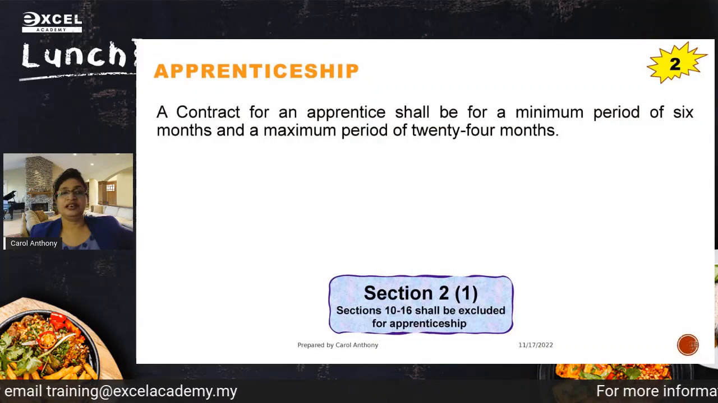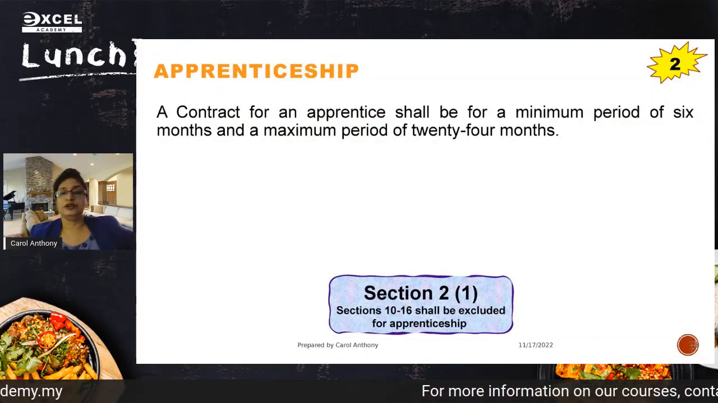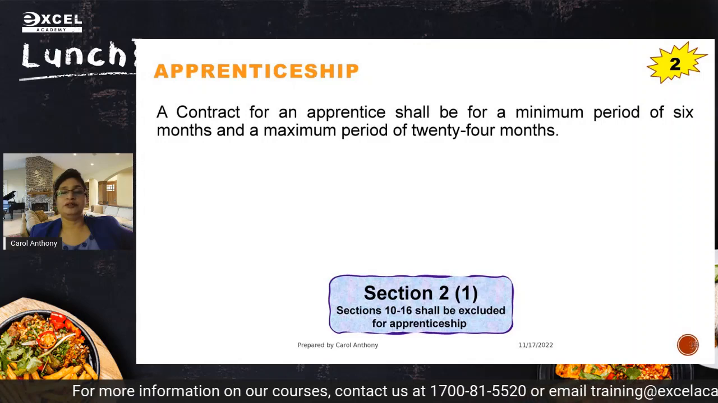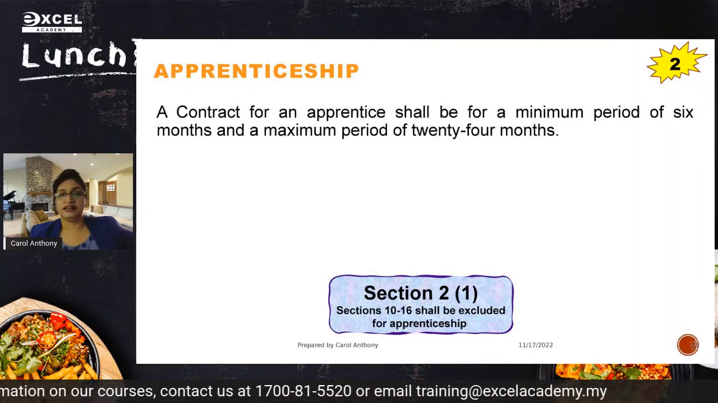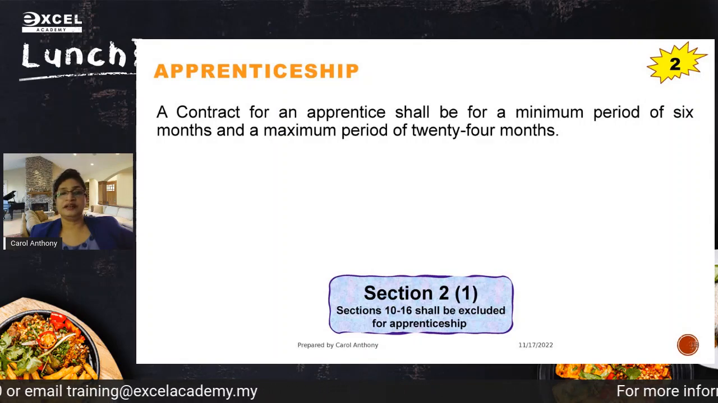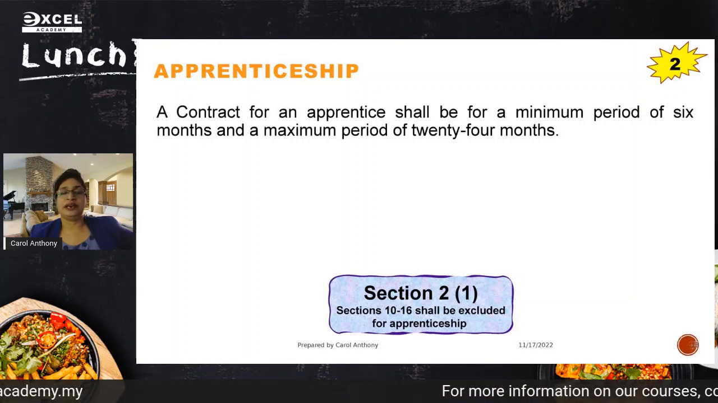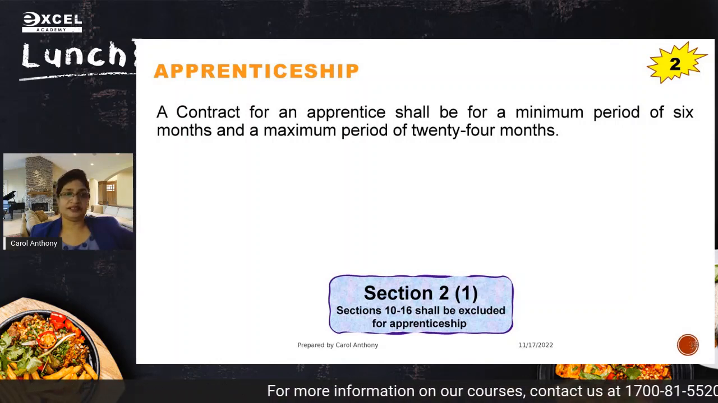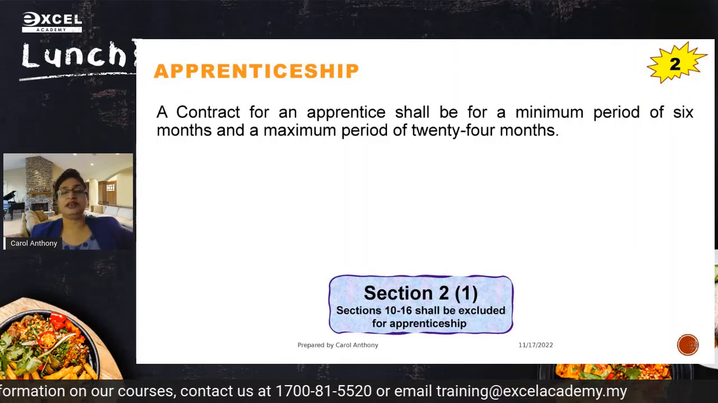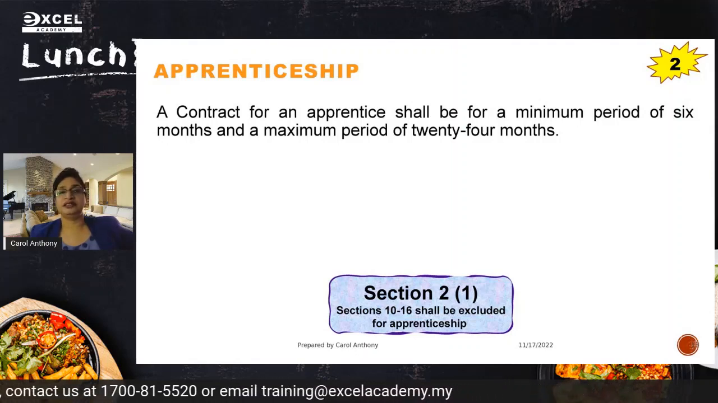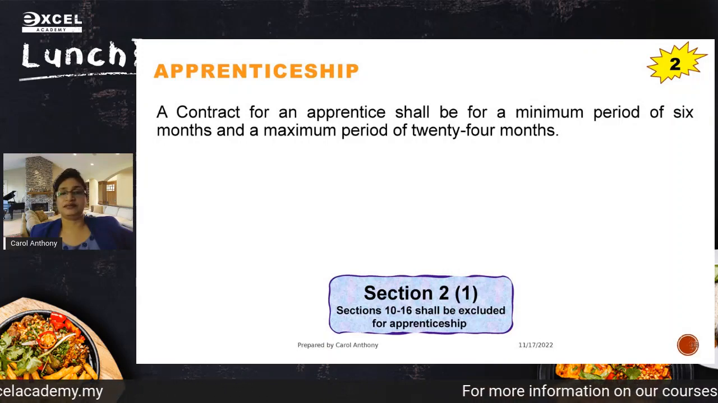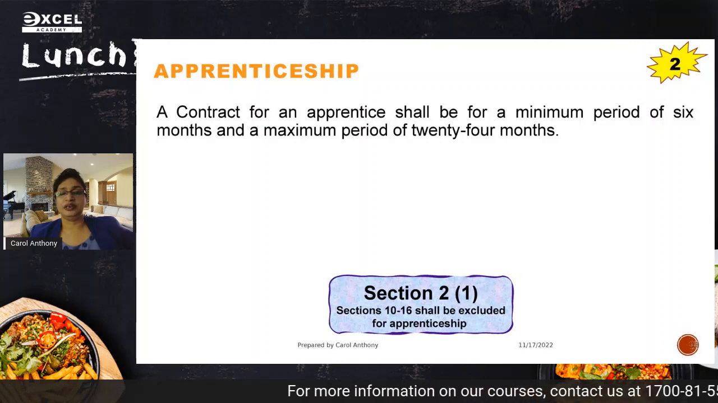The next change is on apprenticeship. Currently, an apprentice needs to be employed for a minimum of 24 months or 2 years. Moving on from next year, under section 2.1, you can employ an apprentice for a minimum of 6 months and a maximum of 24 months. So after 6 months, you can say, fine, that's it, your apprenticeship with the company ends. So it could be 6 to 24 months. That's what the new amendment says.